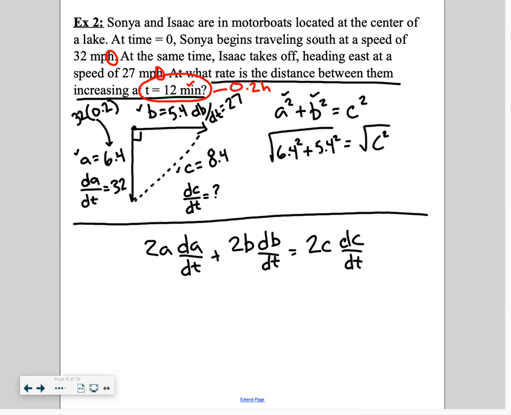I'm going to go back and double check. I have A, I have dA/dt, I have B, I have dB/dt, I have C. All right, this is good. That means dC/dt is the only thing I'm looking for right there.